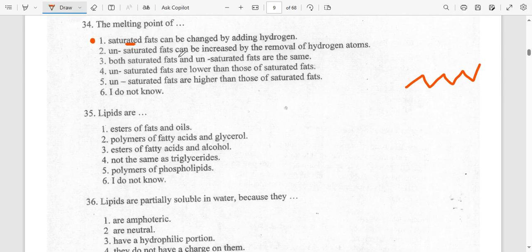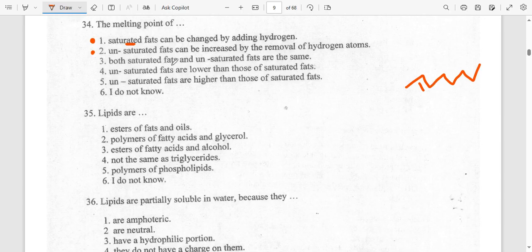Unsaturated fats can be increased by the removal of hydrogen atoms. This is true. An unsaturated fat is a fat that has got a double bond. So when you remove a hydrogen atom, you are forming a double bond.